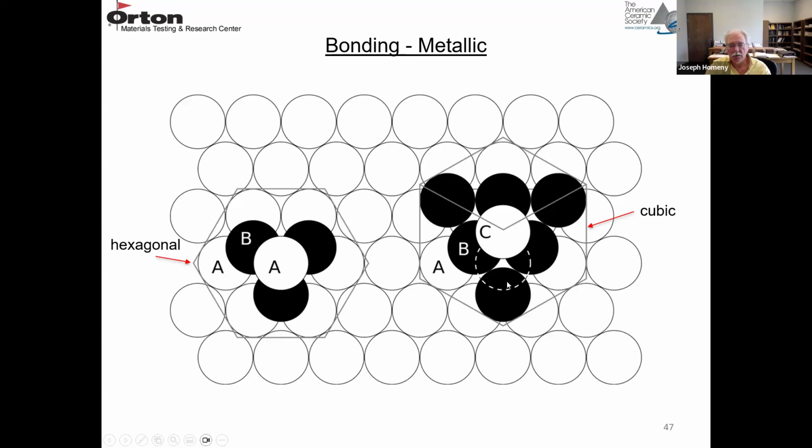For the cubic structure, we have three layers, A, B, and C. So our A layer, and then our B layer is the same as for hexagonal. It's fitting in these interstitial voids. But now the C layer is fitting in these interstitial voids over the B layer, and the C layer is not coinciding with the original bottom A layer. It's in a different location. So now we have a stacking sequence, ABC, and that forms this cubic structure. So because of this close packing, these structures are quite simple.